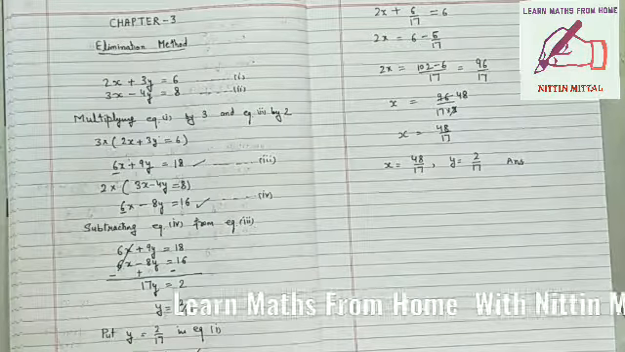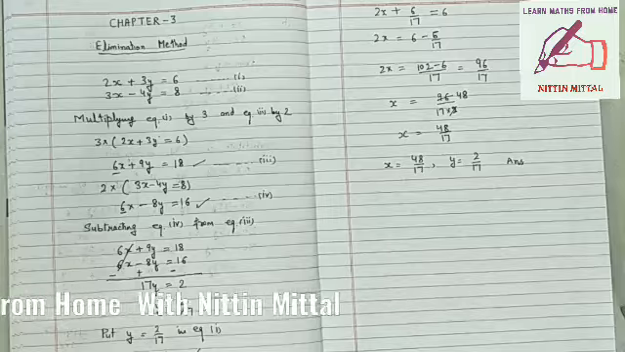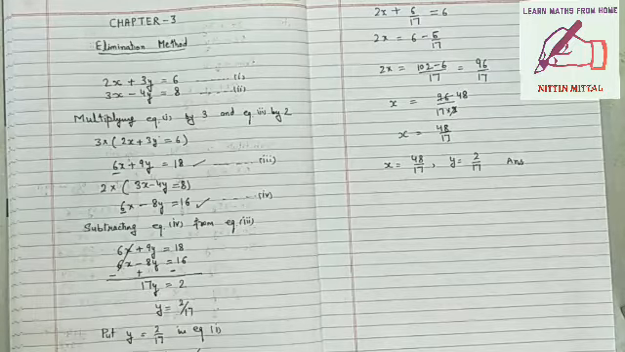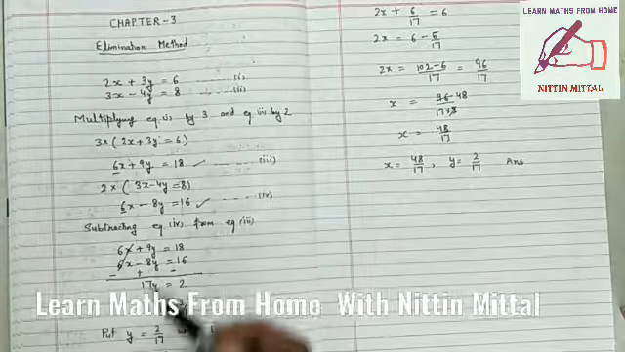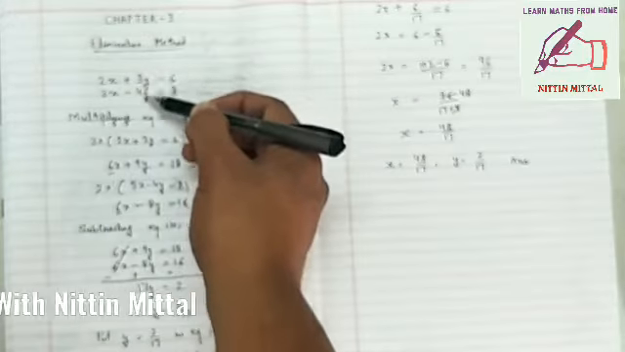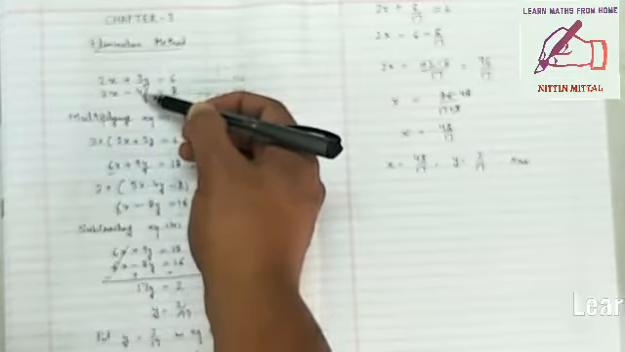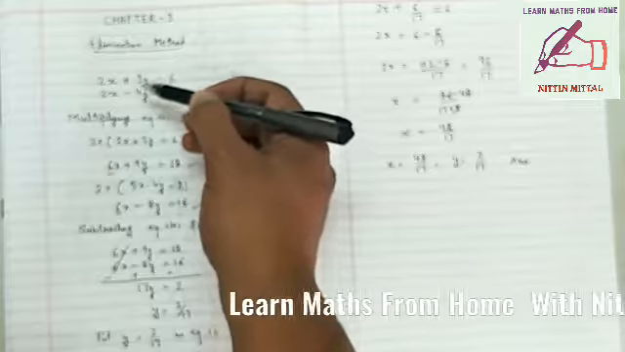It is not necessary you have to eliminate x. You can eliminate y. Now in case in the same question you want to eliminate y, so what you need to do is you have to make the coefficient of y same. So what we will do for that? You know what we used to do?